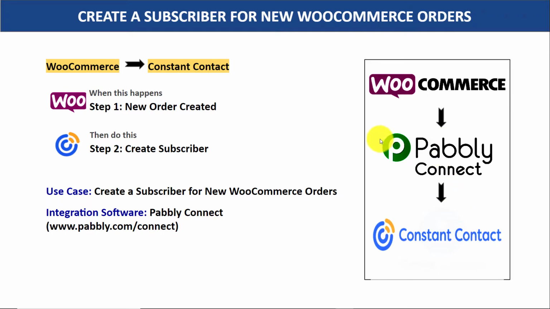So here you have two choices. The first choice is you can copy all the details of John from WooCommerce, sort it out and manually add him as a subscriber in Constant Contact. The problem with this approach is it's actually very repetitive and tiresome. So I would suggest that you bring in some automation so that whenever a new order is created in WooCommerce, it will automatically create a subscriber in Constant Contact.